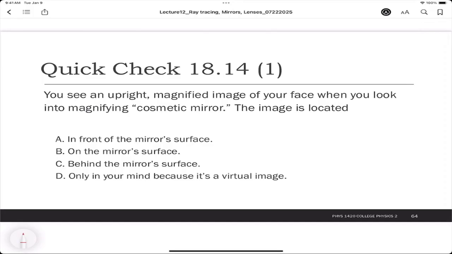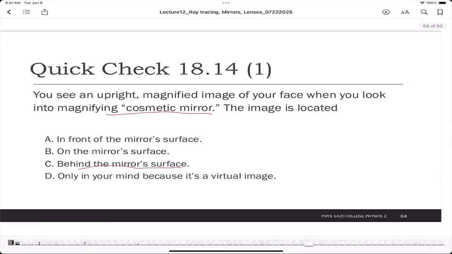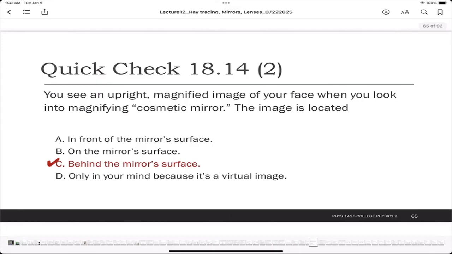Actually, if you use a magnifying cosmetic mirror, which means you make it magnified, so it should be behind the mirror surface. Does that make sense to you?